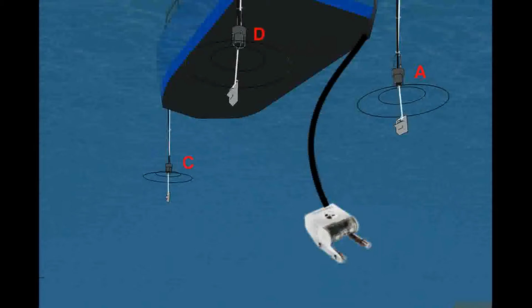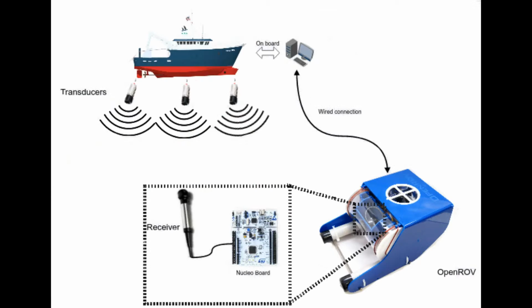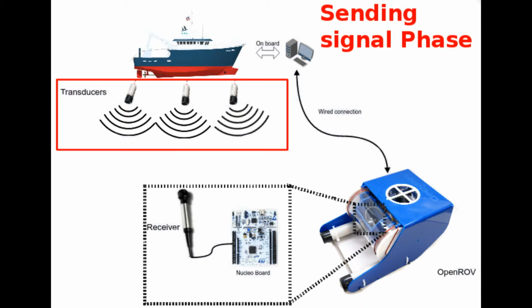That's why our project focuses on triangulating the OpenROV, so enthusiasts will know where their rover is at all times. Our method of triangulation uses acoustic waves and an algorithm called time difference of arrival to determine the location of the ROV. In summary, 3 transducers mounted on a surface vessel will send out signals to the OpenROV.